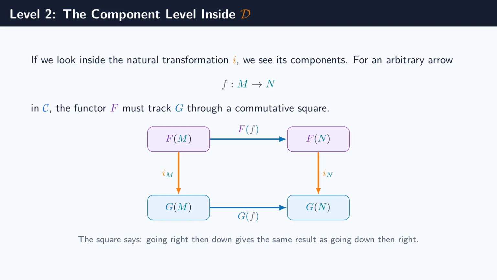When we look inside a natural transformation, we see one component map for every object. For each arrow f from M to N in C, the two paths around the square must agree. Going across with F of f and then down by inclusion must give the same result as going down by inclusion and then across with G of f. That is what the word natural is doing here. It means the inclusions respect all the arrows.